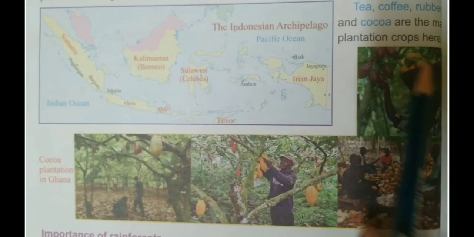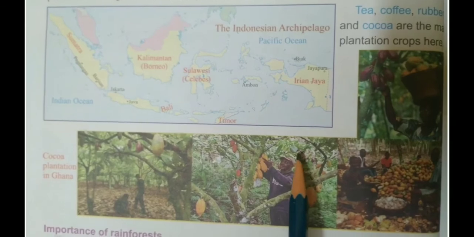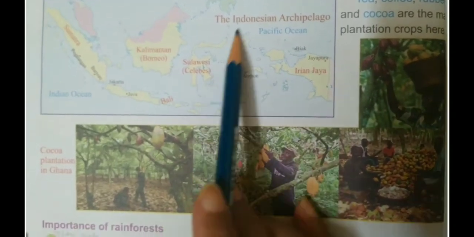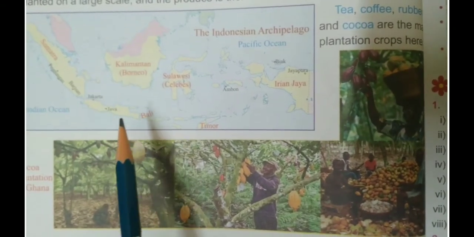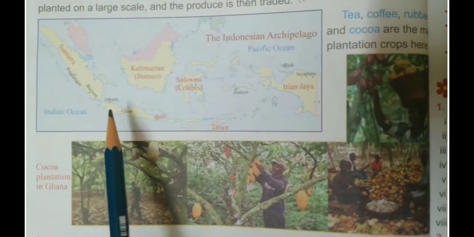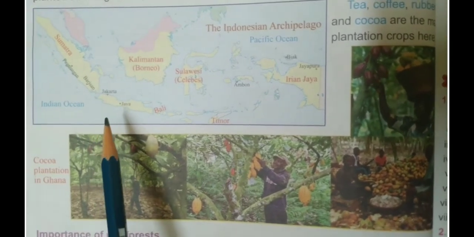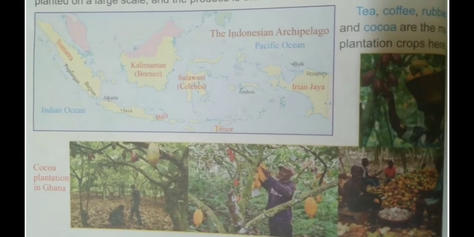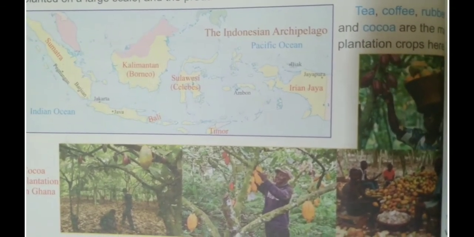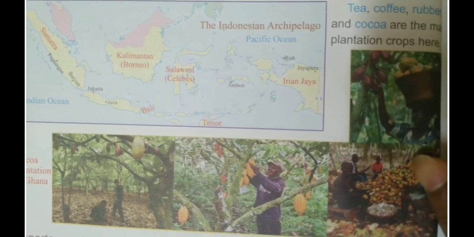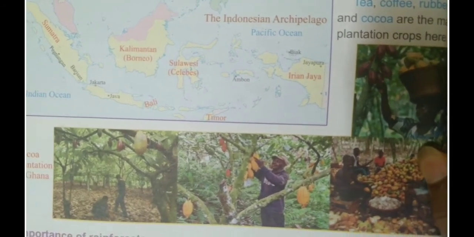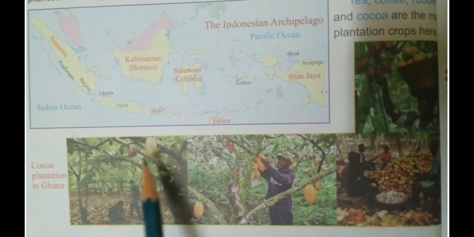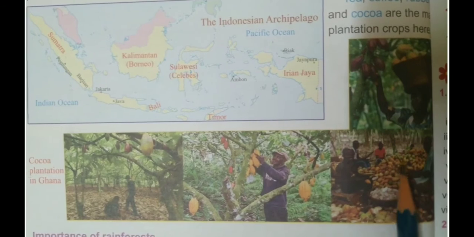Plantation agriculture was introduced by the Europeans, especially in the Indonesian group of islands, Malaysia and West Africa. In plantations, crops are planted on a large scale and the produce is then traded to markets, like tea, coffee, rubber and cocoa. Cocoa is one of the most important plantation crops here. Here you can see a cocoa plantation in Ghana. People are harvesting cocoa fruits.